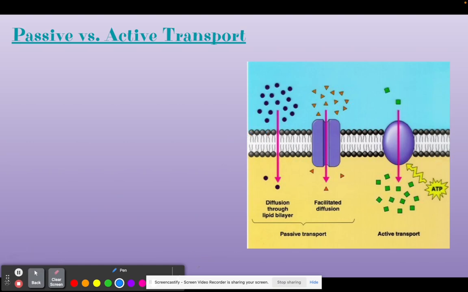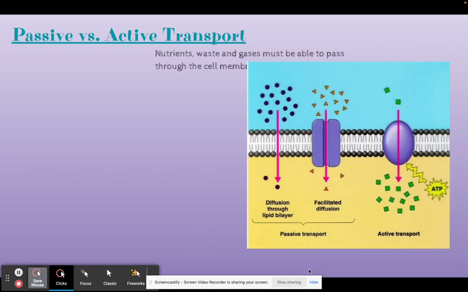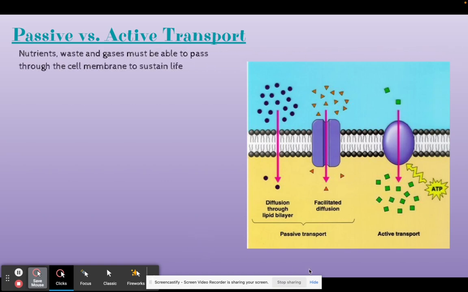So let's talk about the difference between passive and active. When we talk about this type of transport, like we said, it can be a variety of things that pass through that cell membrane. It's either nutrients, it can be waste, it could be gases like carbon dioxide and oxygen that must be able to pass through the cell membrane to be able to sustain life. If these things can't interchange and enter, the cell will not exist.